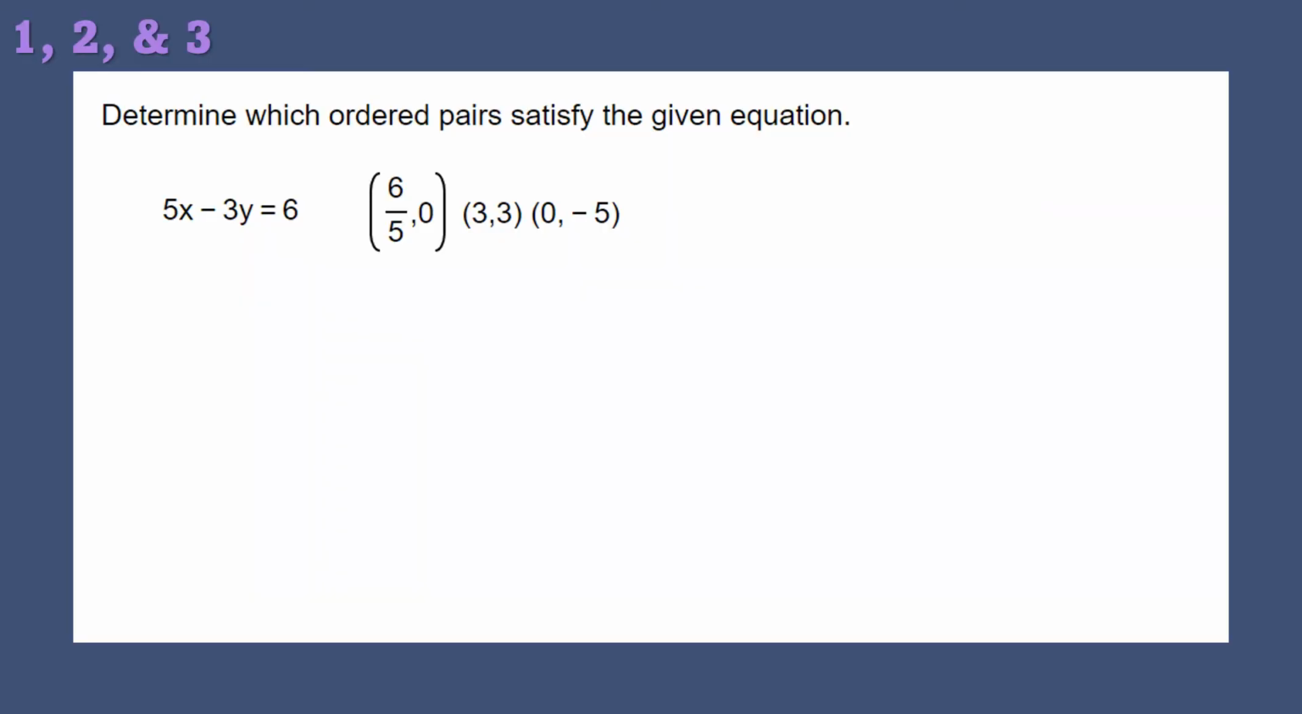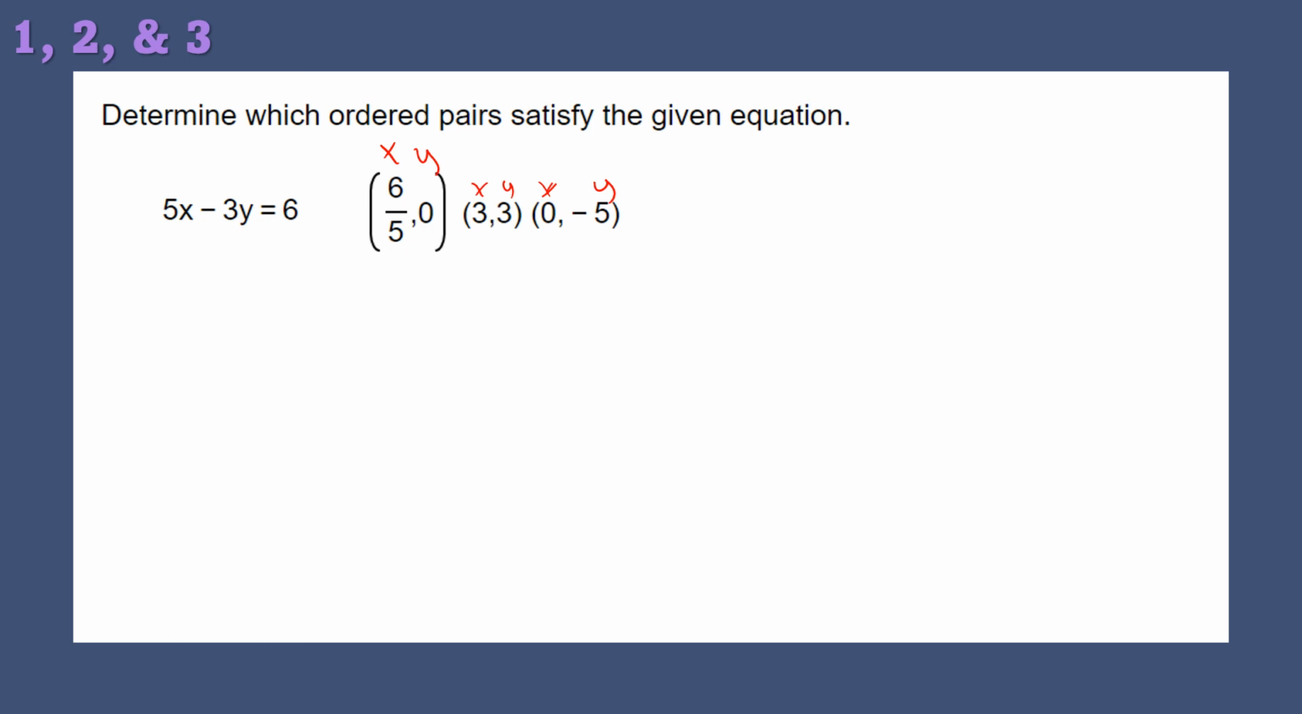Determine which ordered pairs satisfy the given equation. Okay, so there's 3 ordered pairs. What we're going to do is recognize that the first number in each one is an x, and the second number is a y. And if they satisfy the equation, that means if I plug them in, I should get something that's true. So we're going to try that.